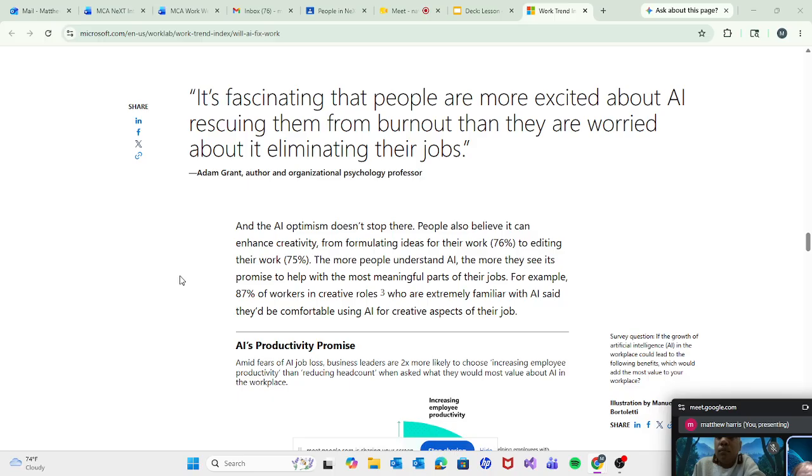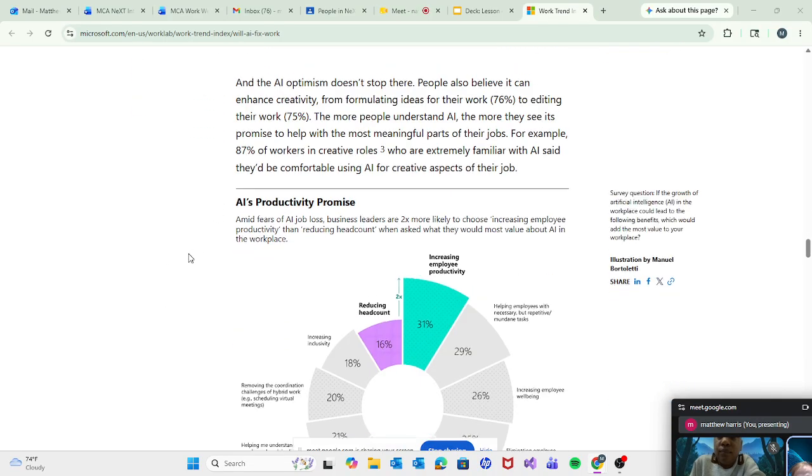I liked this quote. It's fascinating that people are more excited about AI rescuing them from burnout than they are worried about it eliminating their jobs. So that's letting you know the mindset is changing. People were more worried about AI taking jobs away, but it's starting to be embraced as a helper, and maybe it could help them keep the job and avoid burnout.